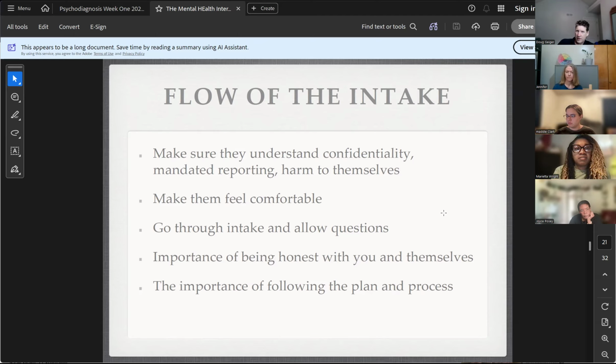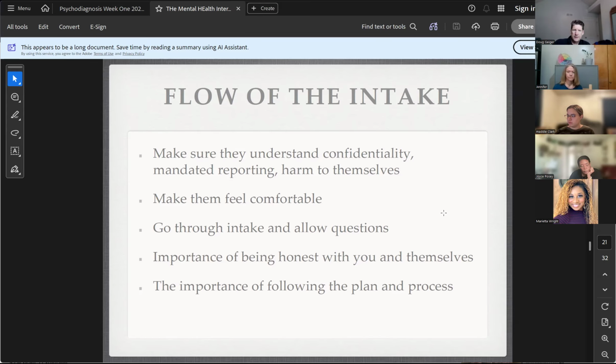We want to make them feel comfortable during this intake, go through the intake, and allow questions. We want to allow questions so that they feel like they're really a part of this, because they are. They are a huge part of this. And once you come up with a plan, we want them to take ownership of that plan. The importance of being honest with you and themselves. And then the importance of following the plan and the process.